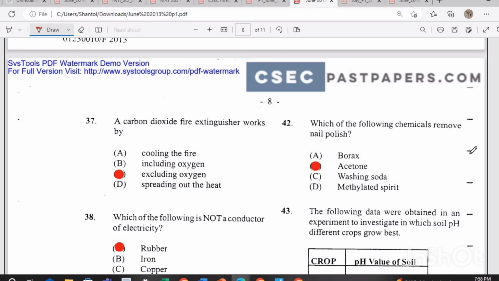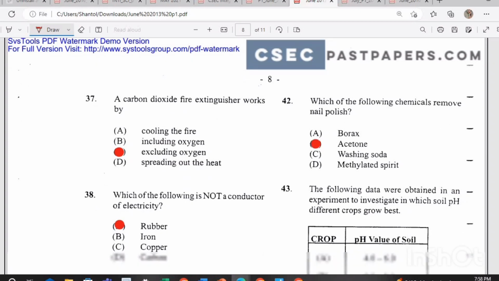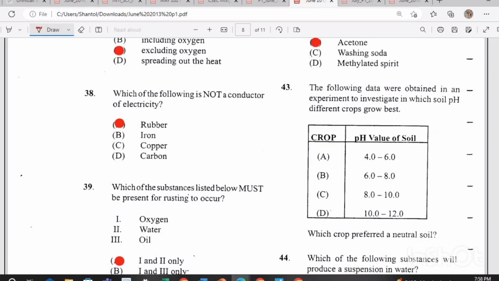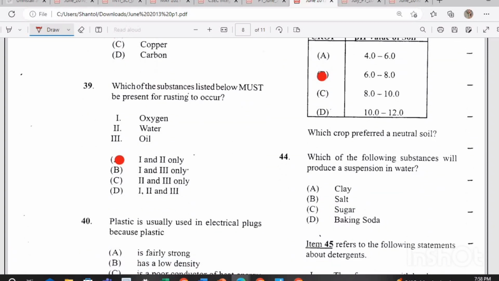B, acetone. 43. The following data were obtained in an experiment to investigate in which soil pH different crops grow best. Which crop preferred a neutral soil? The answer is B. You're looking for 7. 7 is the pH for neutral.